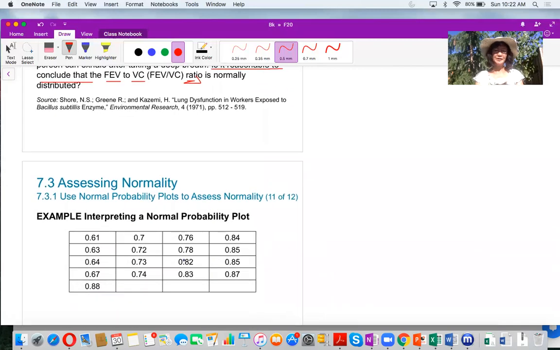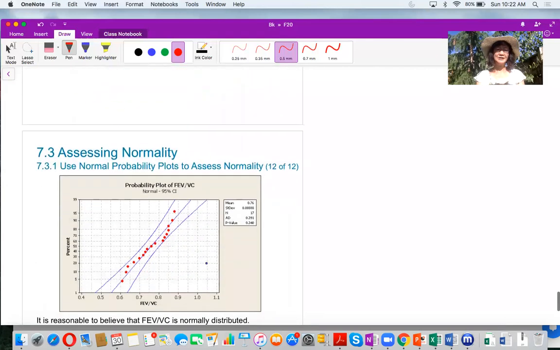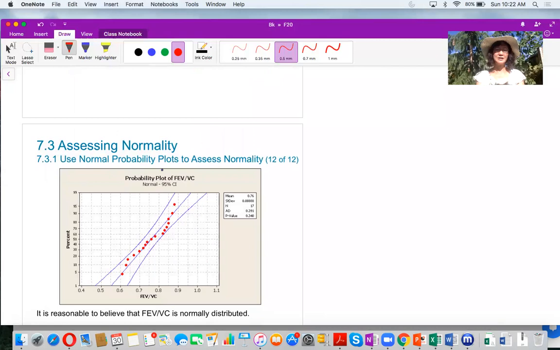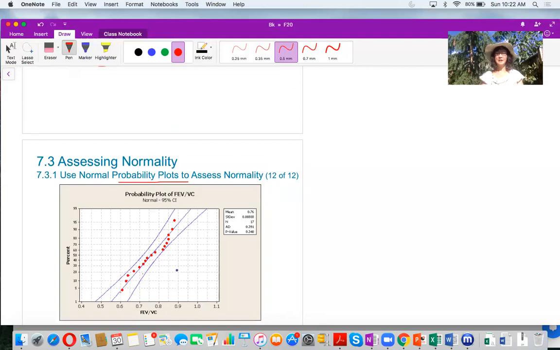Okay. So those are the original data. The question is, are these data normally distributed? So we can use technology to get probability plots, and those red dots are the probability plots. Looks like they are roughly on a straight line, or close to the straight line.